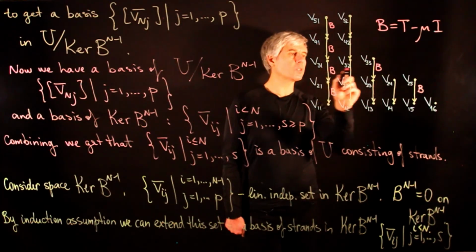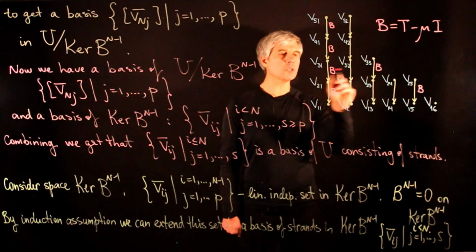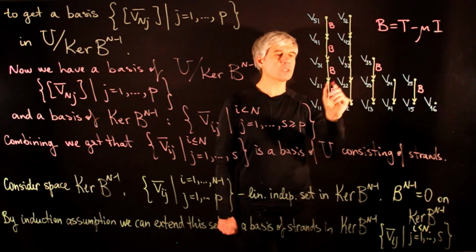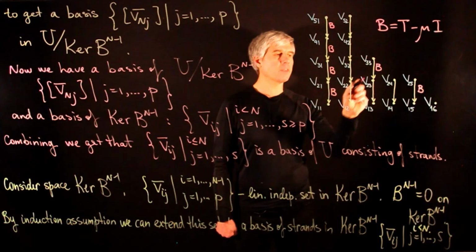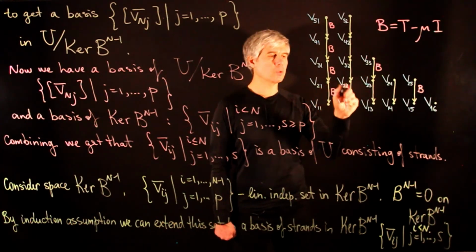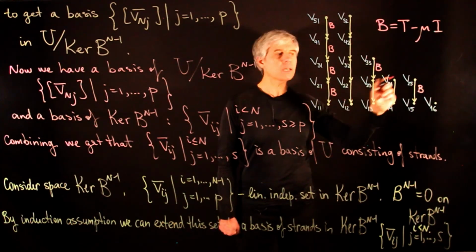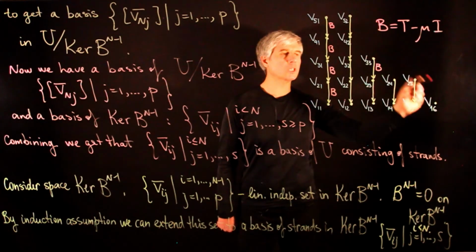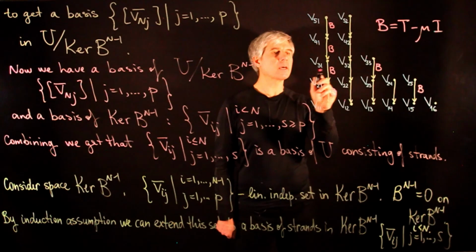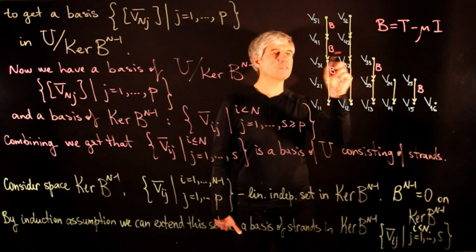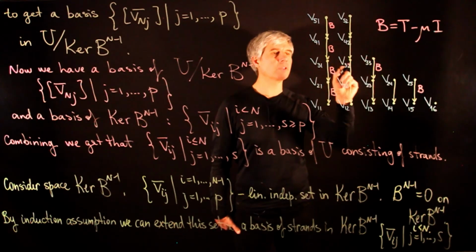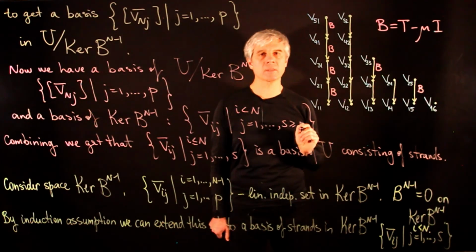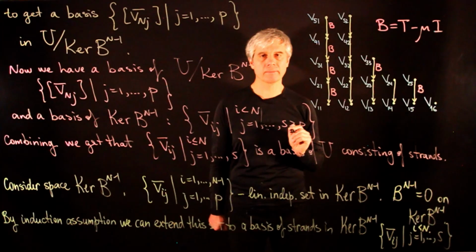And then we go to the subspace, which is the kernel of B to the n minus 1. Now, by removing the top vectors, we get strands of length n minus 1, which will belong to this kernel. And by induction assumption, we can complete this to a basis of shorter strands. And then reinstating the top vectors that we have cut off from strands of length n, we will obtain the basis of U that consists of a family of strands.